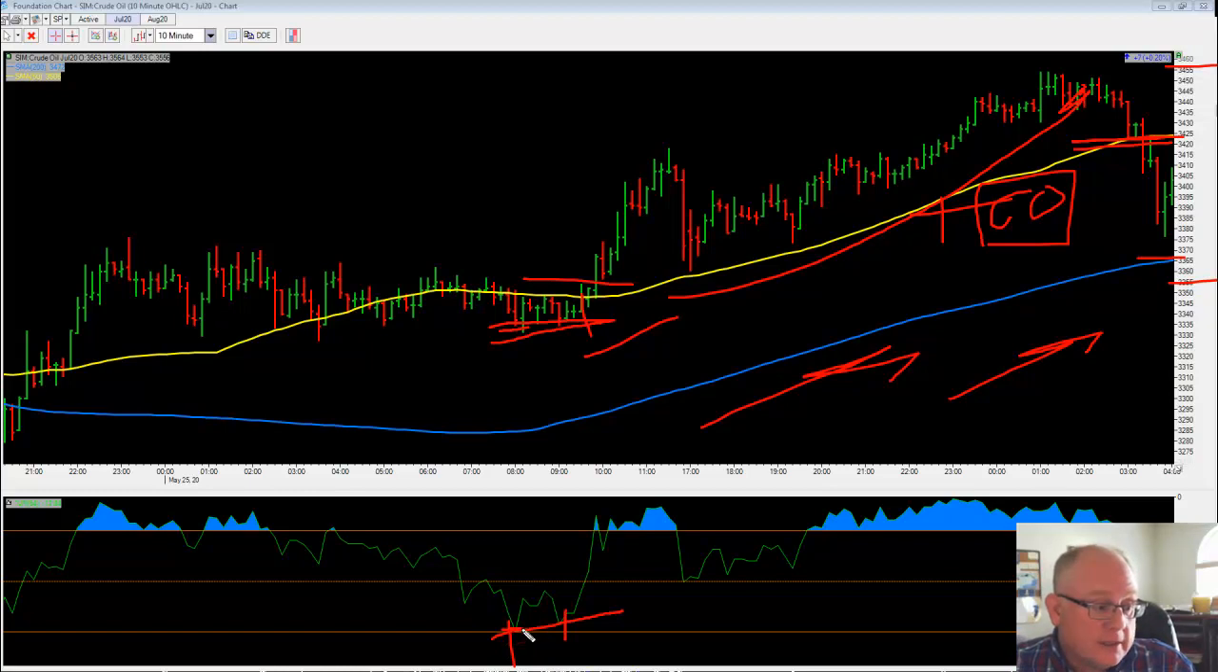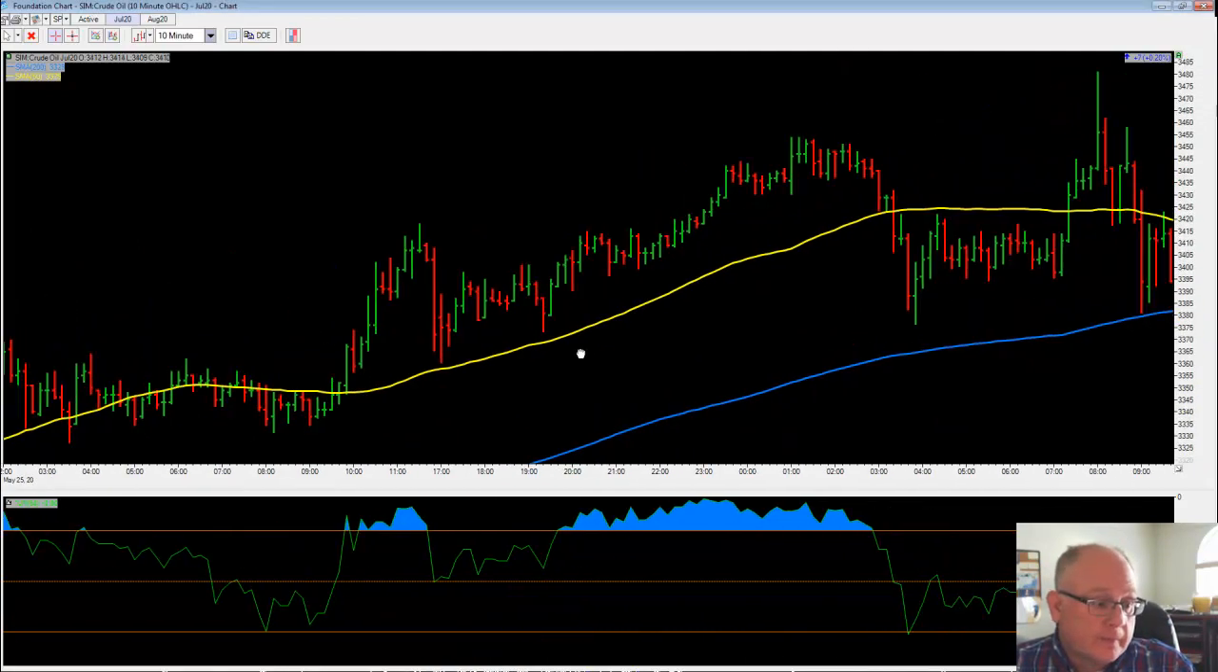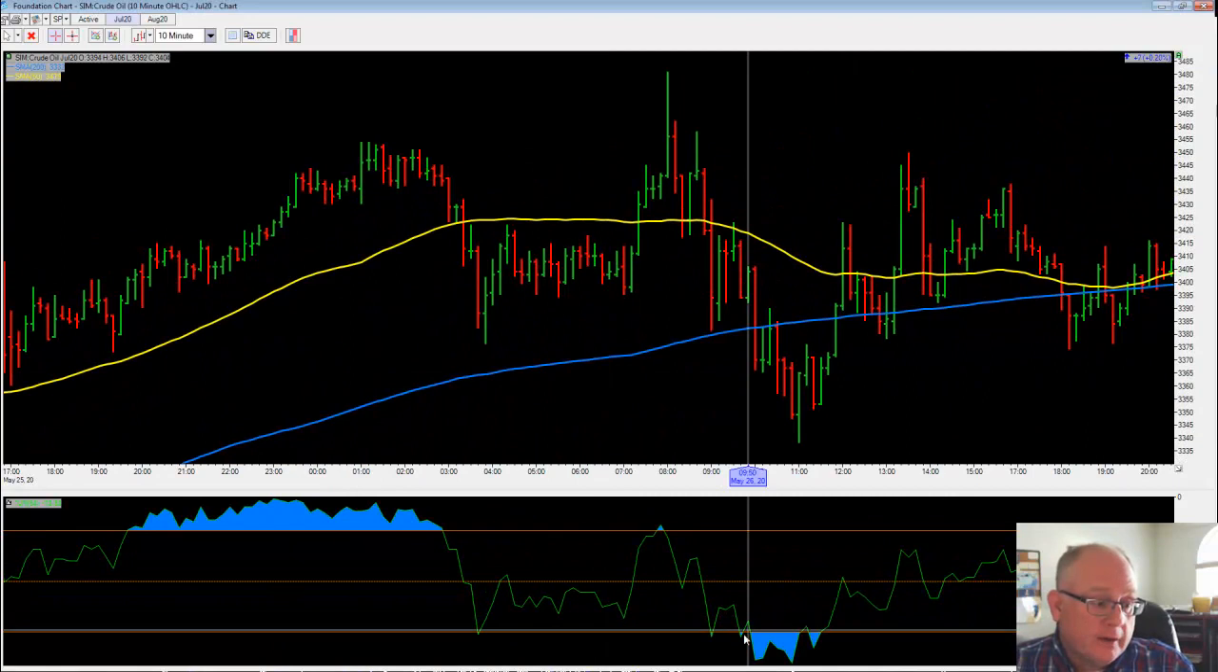This is a nice little setup. You have your divergence here. Convergence, I guess that's the best way of looking at it. And this and this are going together. So let's find another setup. Let's look around here and see what else we can find.